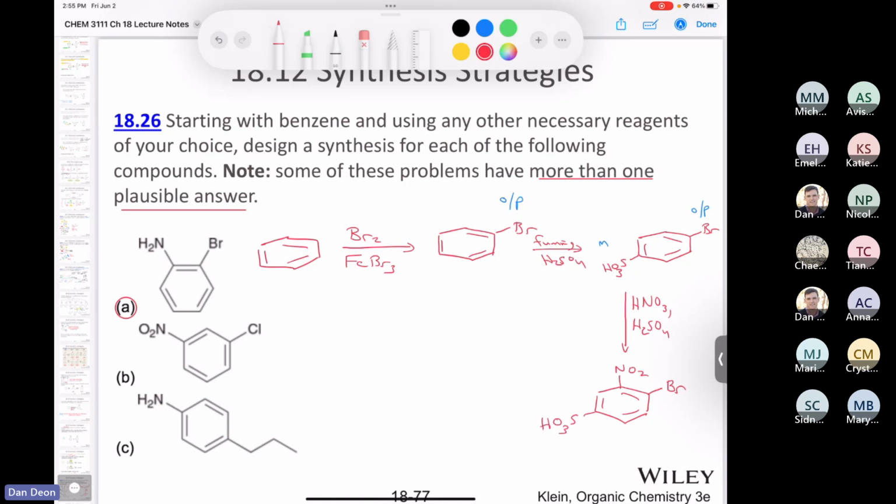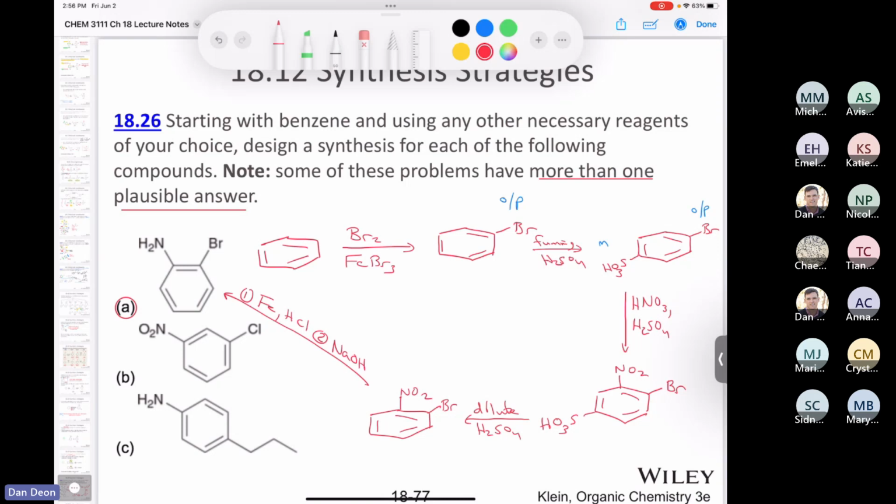And now we need to remove the blocking group. So let's do that. And for that, we use dilute H2SO4. Right? Like that. I'm kind of running out of space here, aren't I? And so the last step to get to the product is just going to be the reduction. So I'll use iron in HCl in the first step. And then for the second step, we'll use sodium hydroxide, NaOH, like that. And that will give you the product.